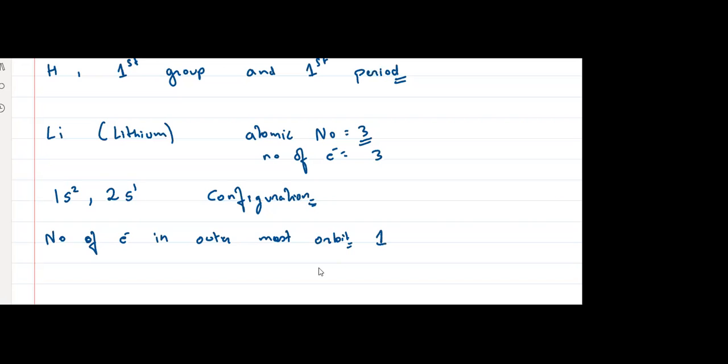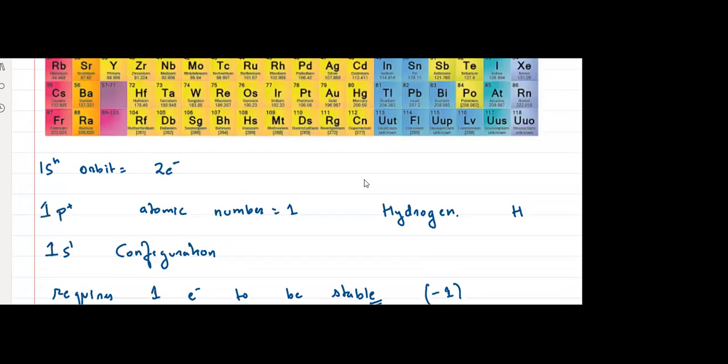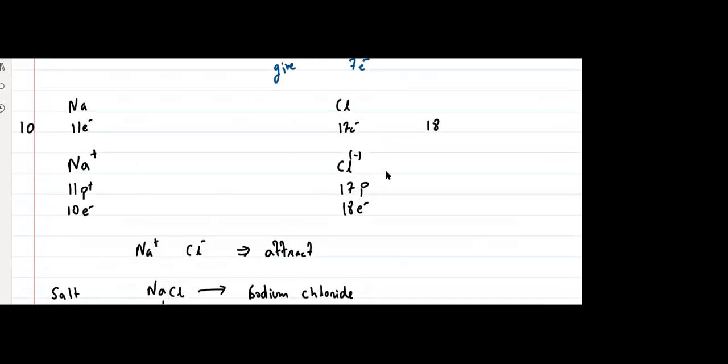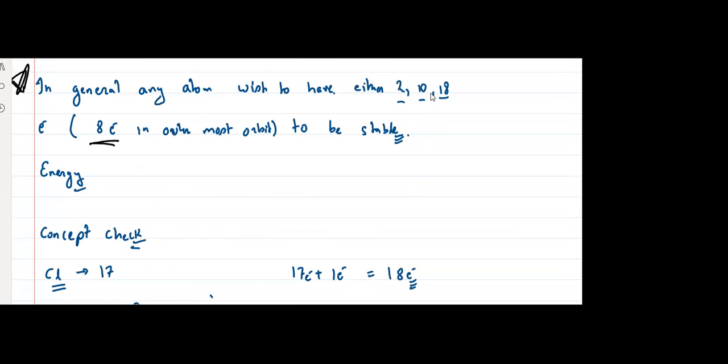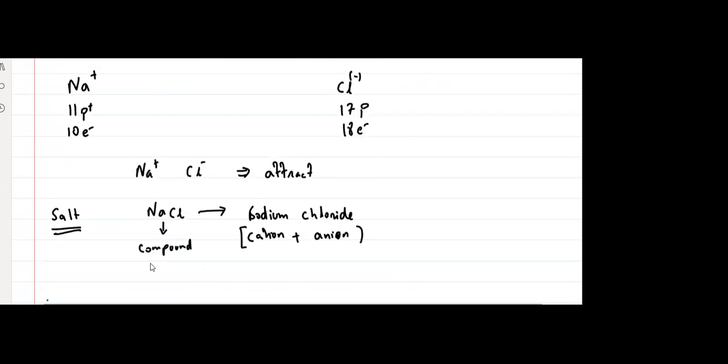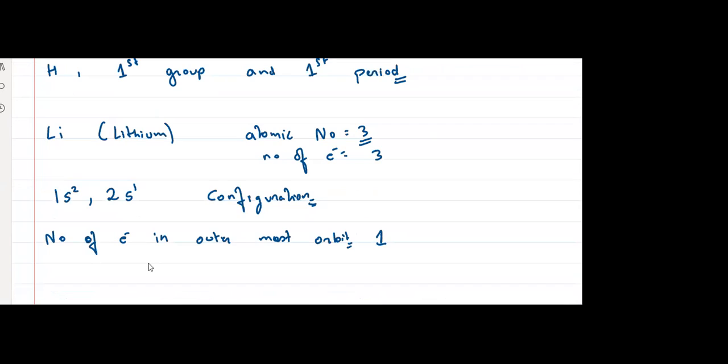So tell me, what will it do? Generally, it will lose the electron. Because listen here, what do atoms generally want to do? They generally want to achieve 2, 10, or 18 electrons. So what will lithium do to achieve 2 electrons? Sir, lose 1 electron. Correct.